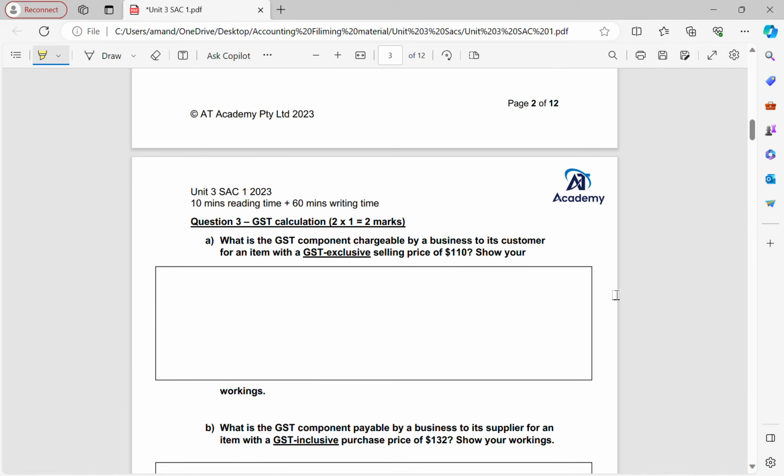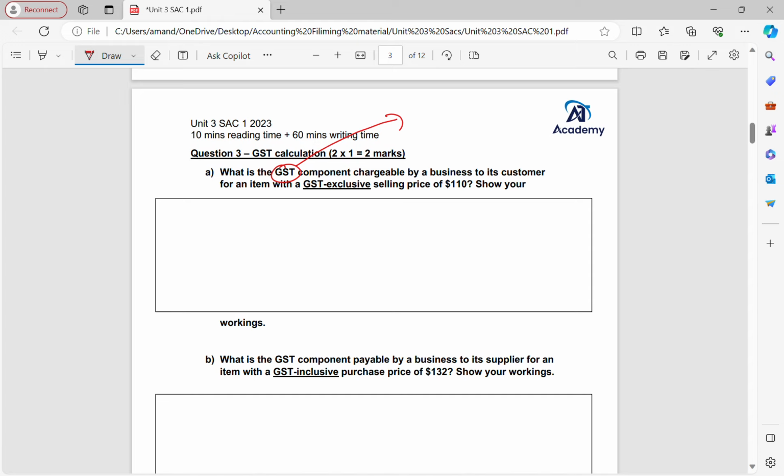What is the GST component? Sorry. What is the GST component chargeable by a business to its customer for an item with a GST exclusive selling price of $110? So the GST is always 10%, right?